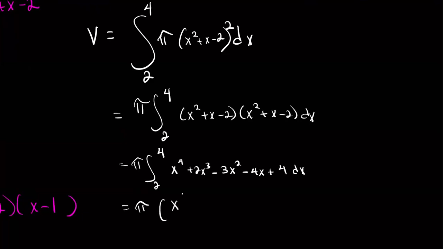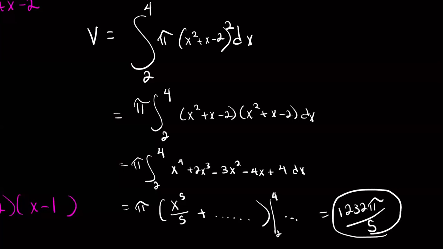So I would add 1 to the power, divide by the new power, and so on. You should be able to do that antiderivative, plug in your bounds from 2 to 4, and I ended up with 1232 pi fifths units cubed. I just used my calculator to type that in, using the fraction button. Hopefully I typed it in correctly. Ta-da!